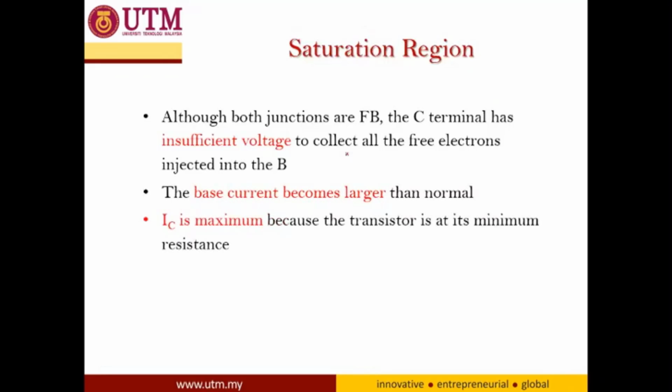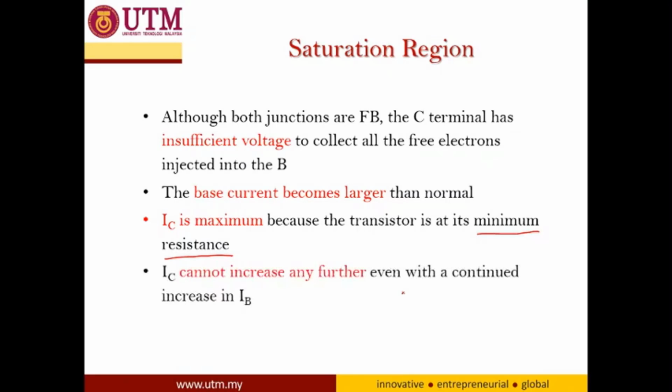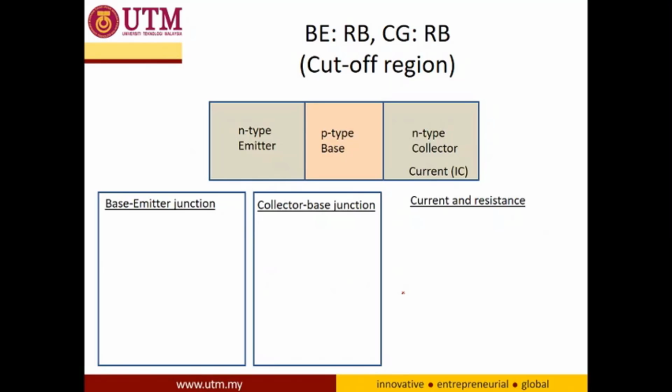IC is maximum because the transistor is at its minimum resistance. This is the one that I explained: we have the minimum resistance because both junctions are in forward bias, and forward bias has a very small amount of internal resistance. IC cannot increase any further even with a continued increase in IB. Okay, so this is the saturation region.